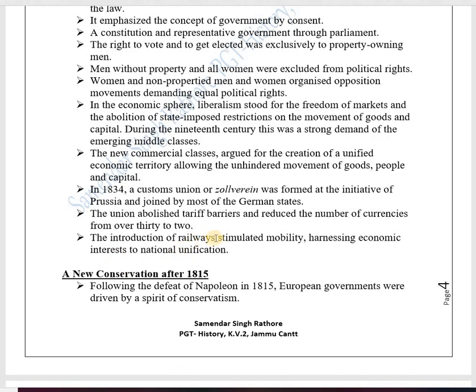The introduction of railways stimulated mobility, enhancing economic interest in national unification. As the railways were introduced, people started to move from one place to another in a short time and in large numbers. Economic interest can only be fulfilled when a nation is developed. So whenever there was any national unification, all the people supported this view.